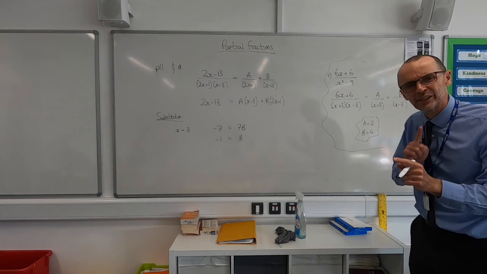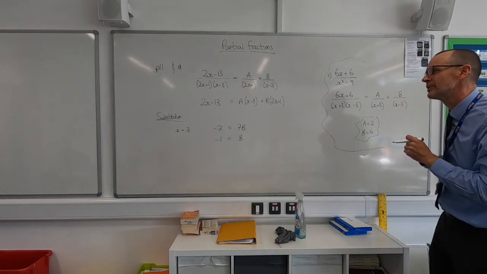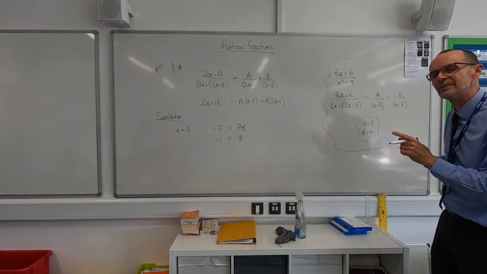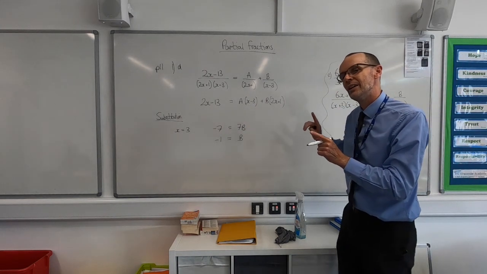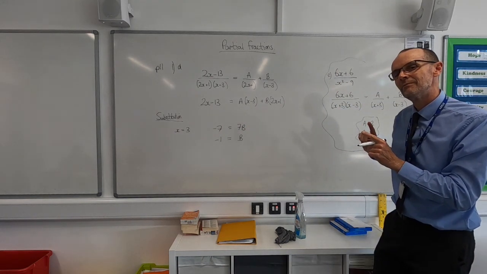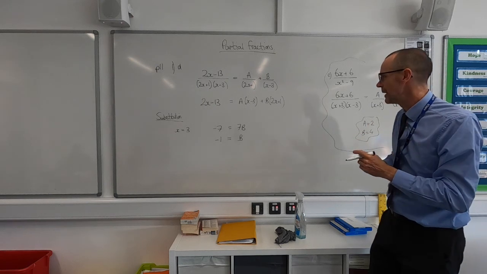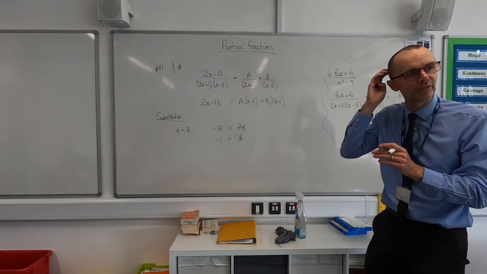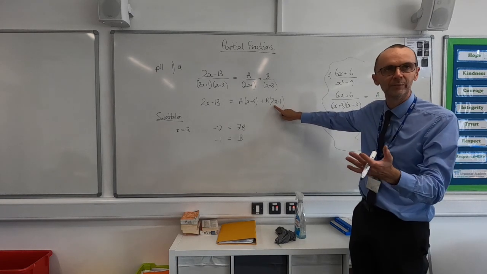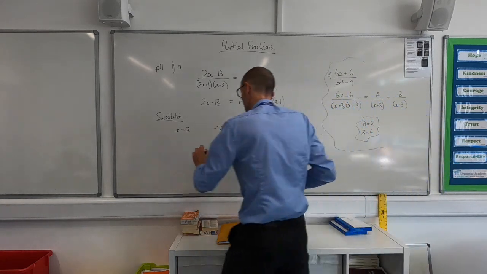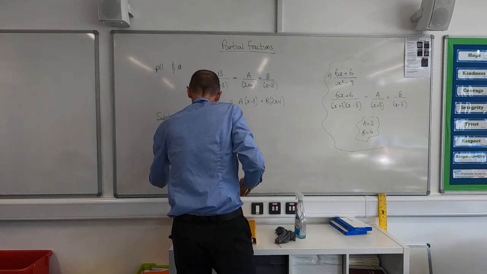So what's the second value I would substitute in? 3 was a nice easy one because it would make that bracket 0. Yeah, minus a half, because if x is minus a half, 2 lots of minus a half becomes minus 1 plus 1, 0. So my second value is minus a half.